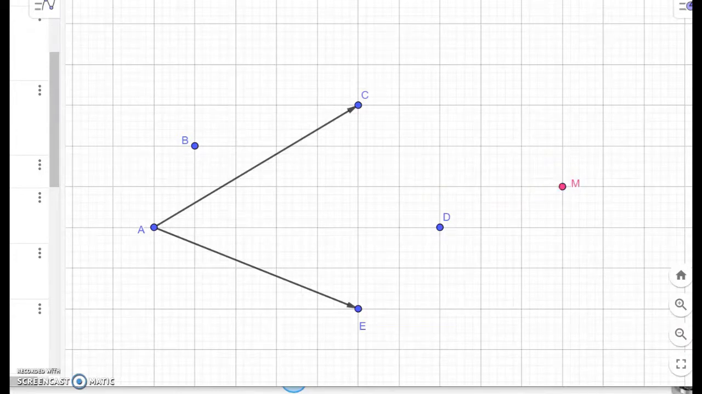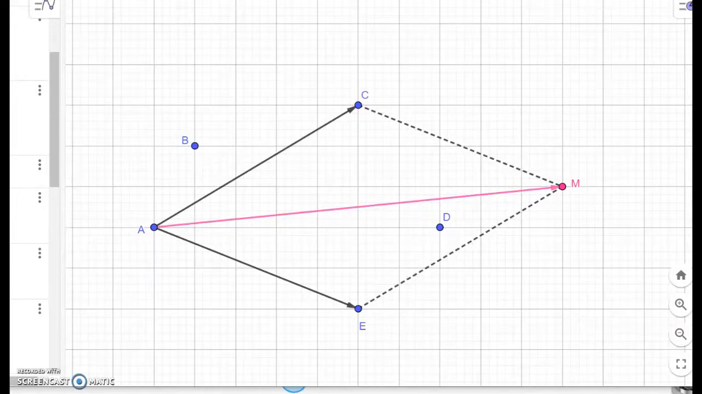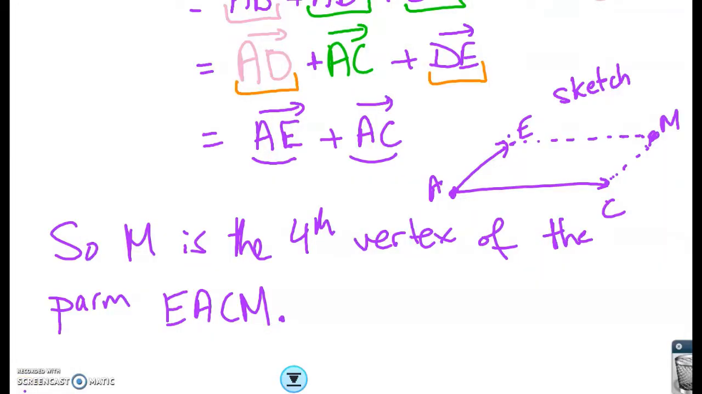Okay, so this is the fourth vertex of the parallelogram. So we get this parallelogram, and vector AM is this. So AC plus AE is AM, where M is the fourth vertex of the parallelogram. Now let's move to the second part.